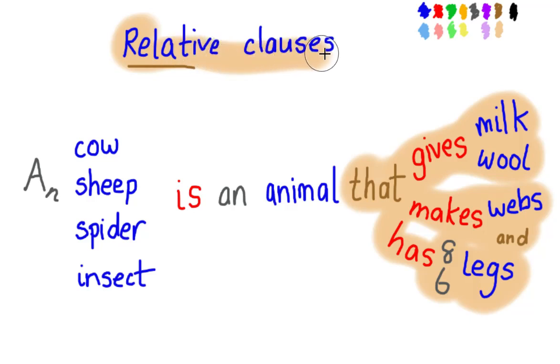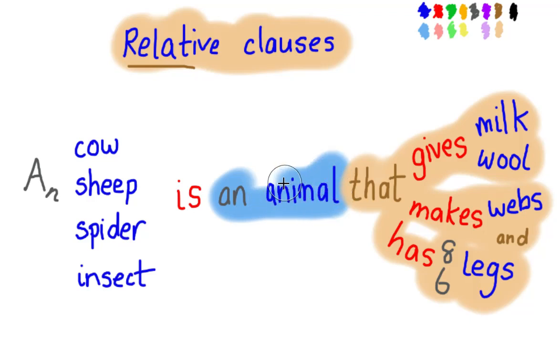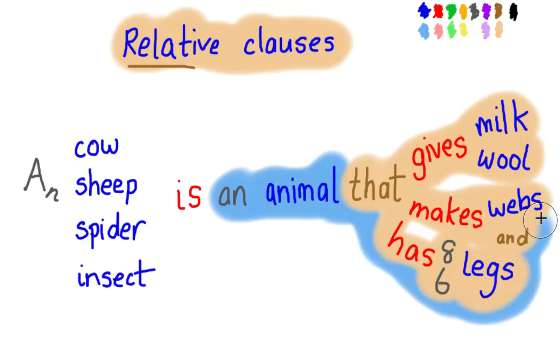So here's the relative clause. And a relative clause comes in the noun phrase. It is an animal. Well, let's give more information about the animal. An animal that has 6 legs.